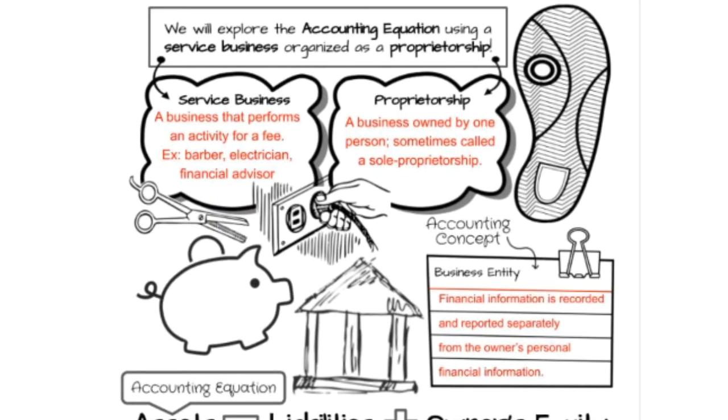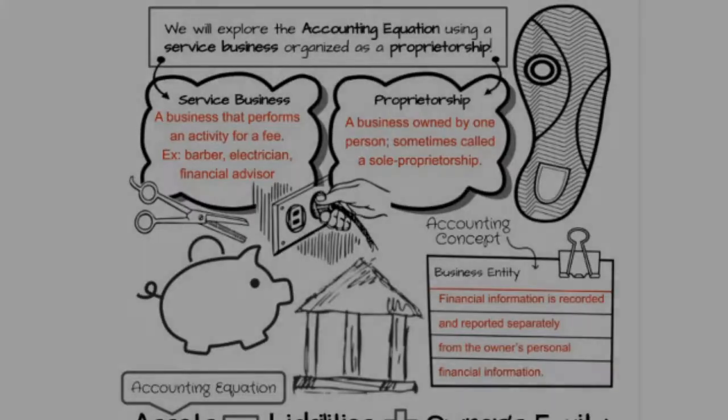This accounting concept here called business entity, this means that financial information is recorded and reported separately from the owner's personal financial information. So it's very important that even if it's just one person that owns a business, they need to keep those records and that information separate. So they have their personal bank accounts and they have their business bank accounts. And that is an accounting concept called business entity.